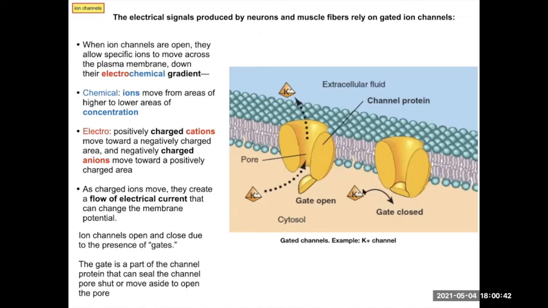The cell doesn't want that, so they can close a gate. So all these ion channels are going to open and close due to the presence of certain types of gates that open and close in a couple of different ways. It's a part of the channel that can open and ions can flow out, or it can close and ions are not going to flow out and keep them in.